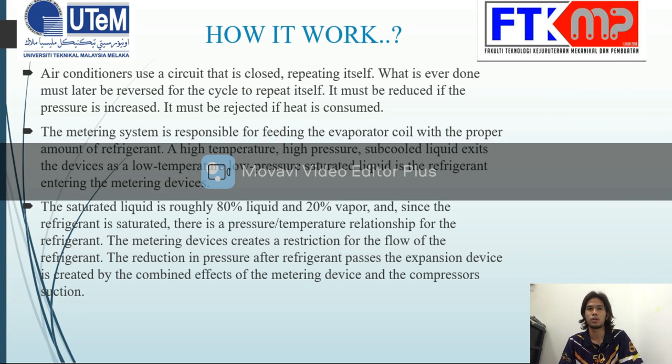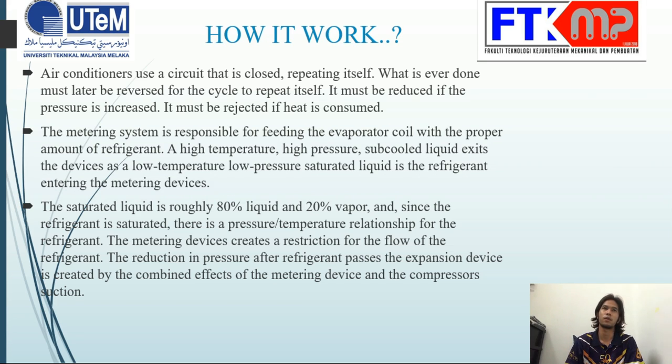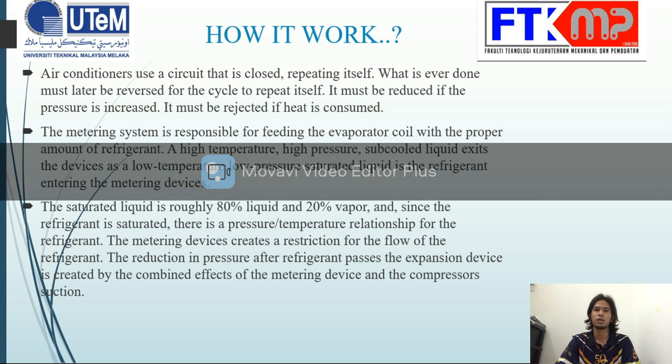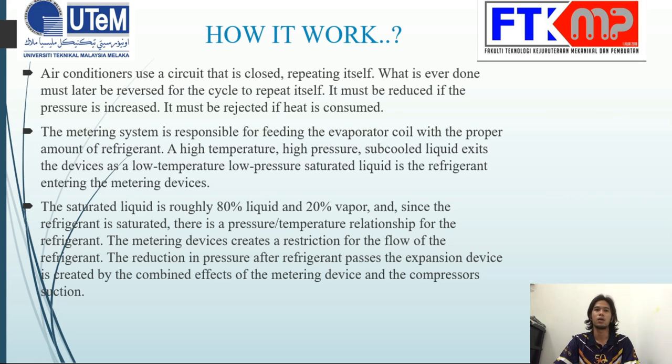For how it works, air conditioning uses a closed circuit, repeating itself. So the refrigerant is recycled. Next, the metering device is responsible for feeding the evaporating coil the proper amount of refrigerant. A high temperature, high pressure subcooled liquid enters the device and exits as a low temperature, low pressure saturated liquid as the refrigerant enters the metering device.